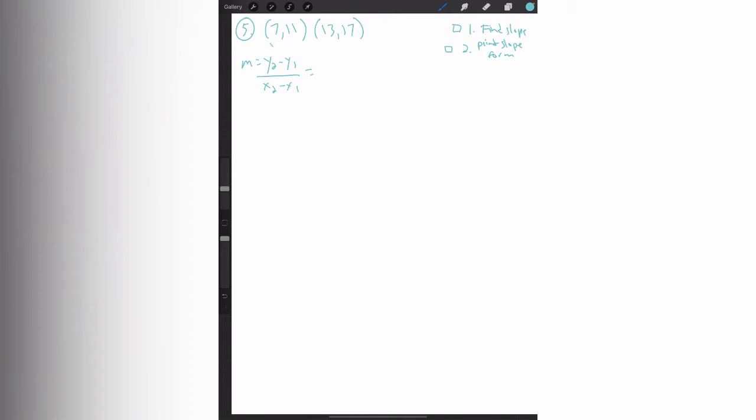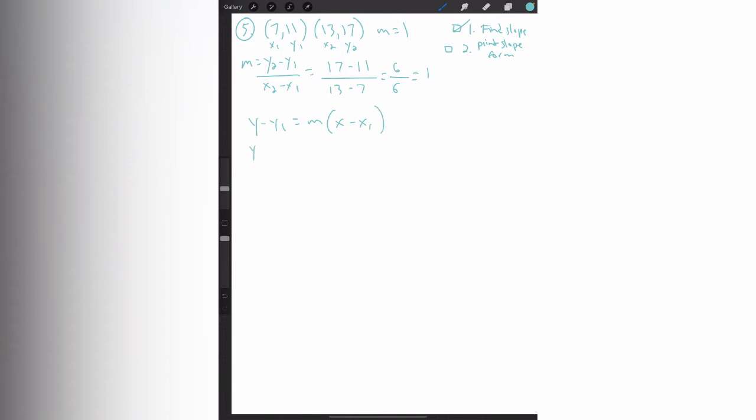So I'm going to label these. This is my x1, my y1, x2, y2. All right, so let's have 17 minus 11 over 13 minus 7. 17 minus 11 is 6. 13 minus 7 is 6. 6 divided by 6 is 1. So I know my slope is 1. All right, so I found my slope. Now, use point-slope form because I have a point and I have my slope. So I have y minus y1 is equal to m times the quantity of x minus x1.